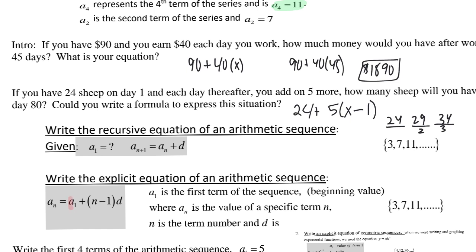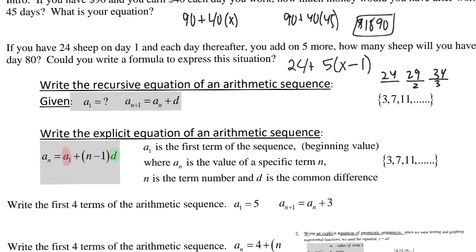So you start with how many you have on day 1, and then you're going to add your D, your common difference. Okay. You're going to add 5 sheep or whatever it is. And you don't add it to the first day, you add it every day thereafter. So in your formula, you need n minus 1 d. And so, you can see how this is going to work on this question right below.